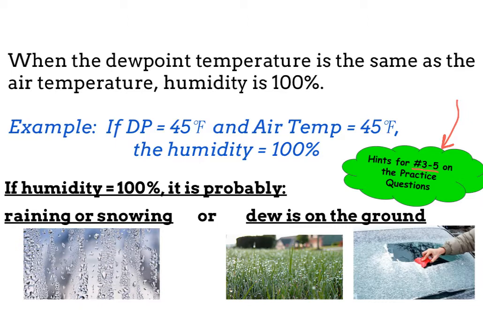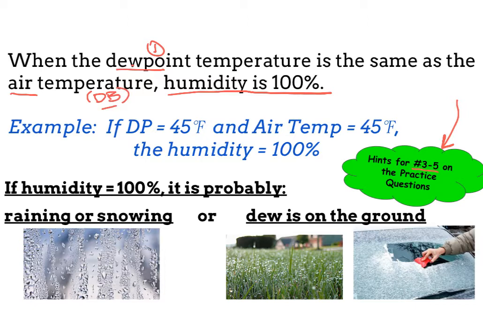Something to keep in mind is that if the humidity is 100%, that means it's really, really humid outside, the most humid that it could possibly be. A couple of things might be happening. Number one, the dew point temperature might be exactly the same as the air temperature, right? And the air temperature, remember, is also called the dry bulb temperature. So that might be helpful to you.